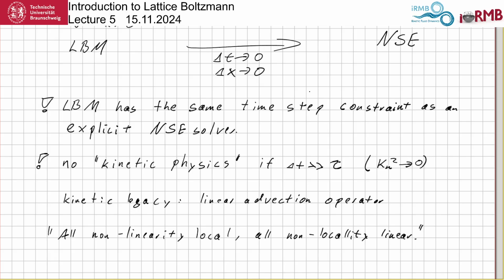And in the Navier-Stokes equation, the non-local part, the advection part, is the thing that is not linear. So we have the advantage: non-linearity local, non-locality linear. Okay, so this is actually an advantage. Good.